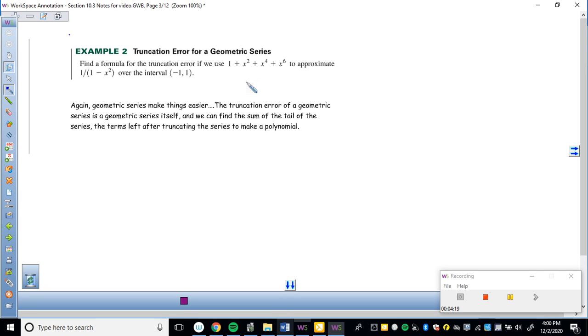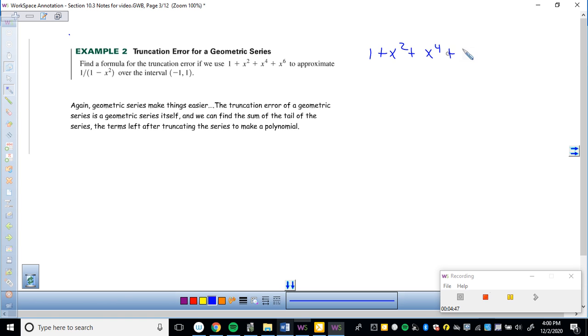We're going to look at a geometric series, which always makes life easier. We're asked to find a formula for the truncation error if we use 1 plus x squared plus x to the 4th plus x to the 6th to approximate 1 over 1 minus x squared over the interval from -1 to 1. All right, so they truncated this geometric series. The actual series would be 1 plus x squared plus x to the 4th plus x to the 6th plus x to the 8th plus x to the 10th, and so on. So they truncated it right here, and they're using that as their approximation for this function.